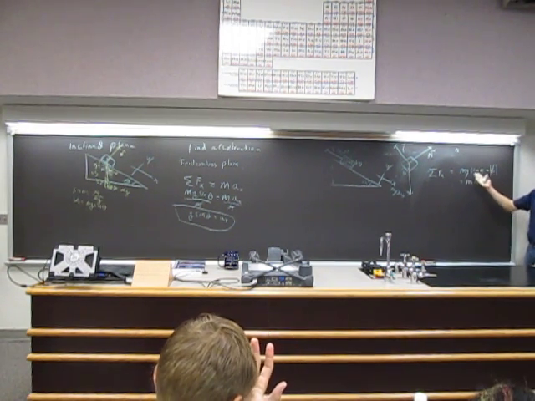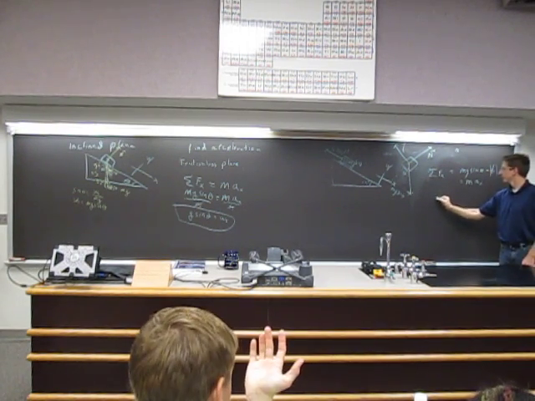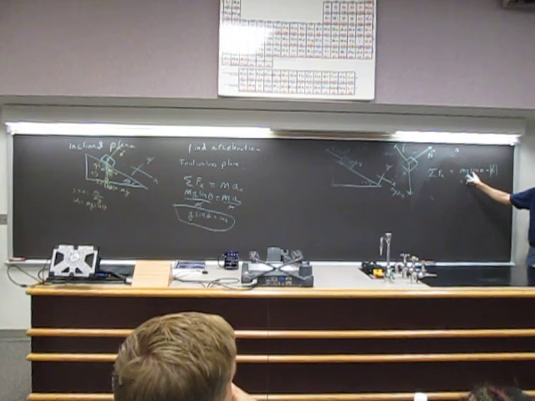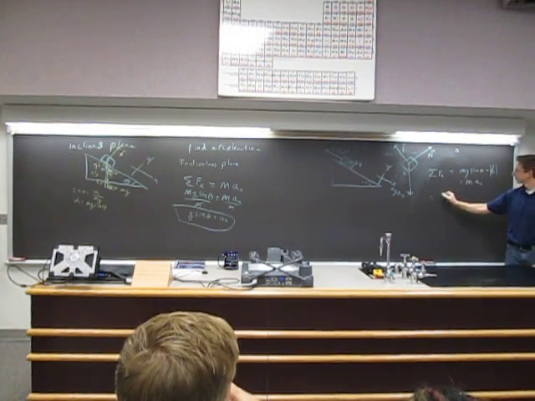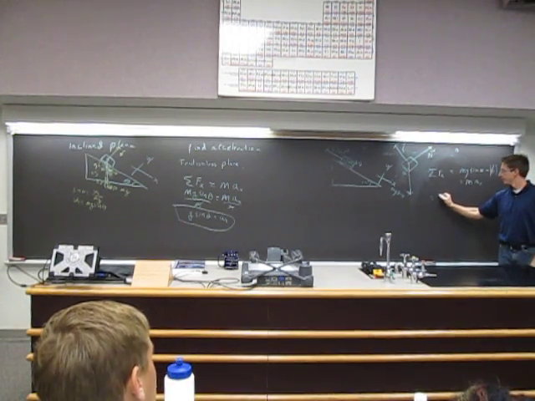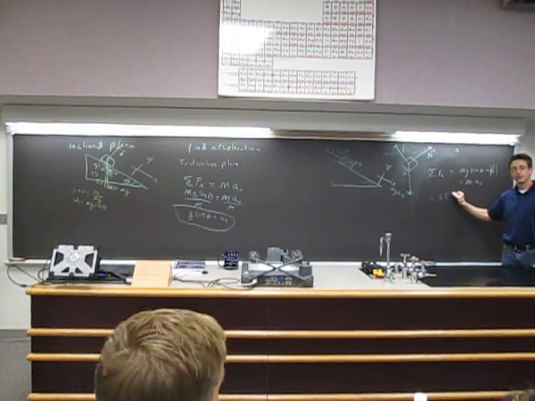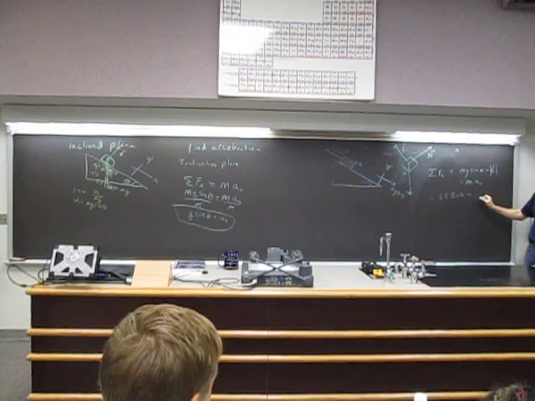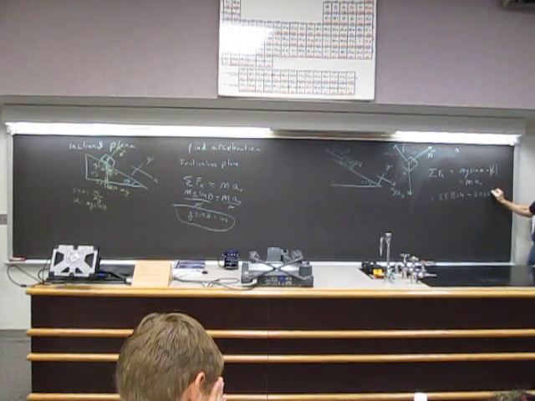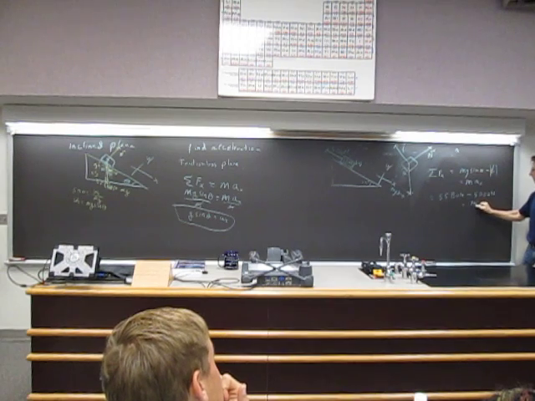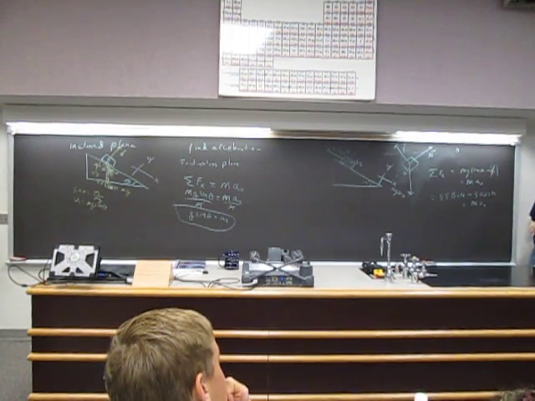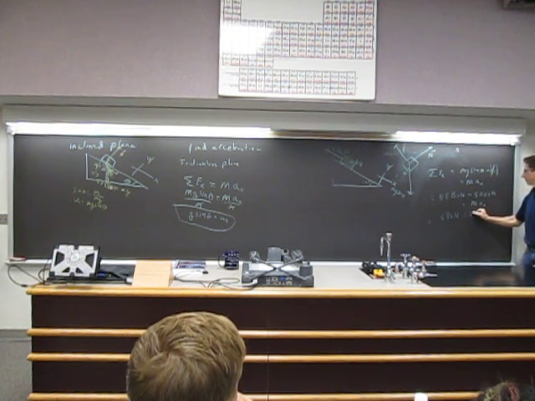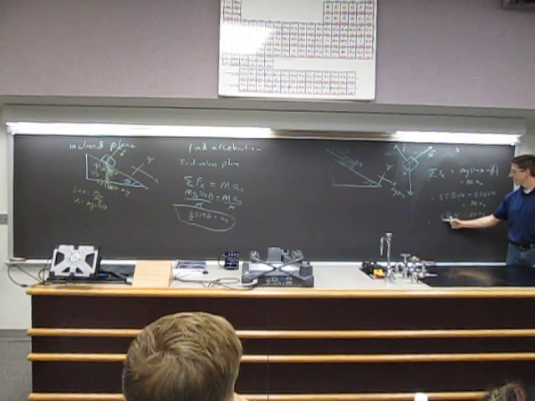All right, so if I plug in numbers, what was mg sine of theta? 580 newtons, minus 5,000 newtons, equal to m a sub x. So that would be 580 newtons is equal to m a sub x, and then divided by m.